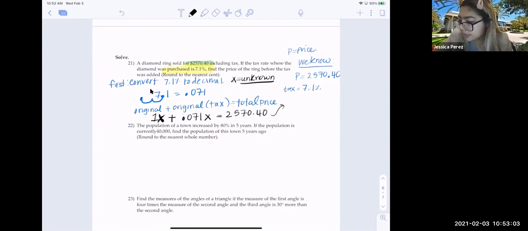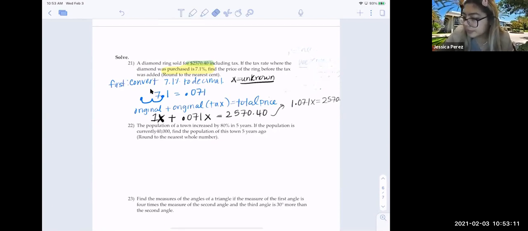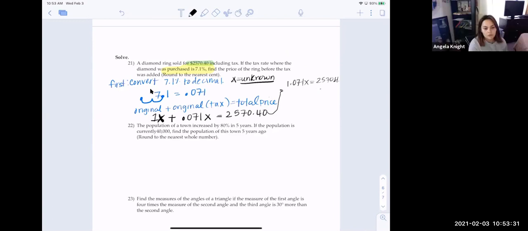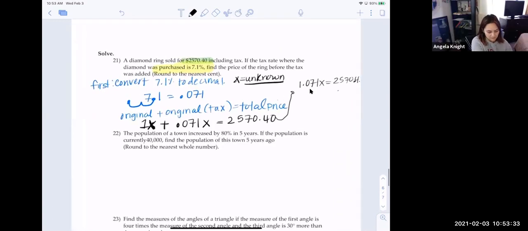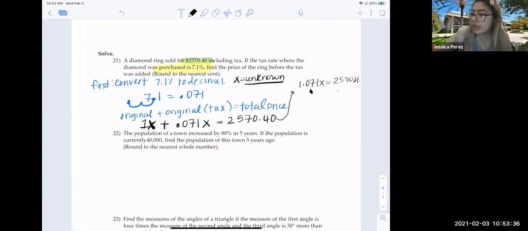1.071X is equal to 2,570.4. I don't have room, so I'm going to have to erase something. So it's 1.071X is equal to 2,570.40. So the last step is to divide both sides by 1.071. We're trying to isolate my variable.